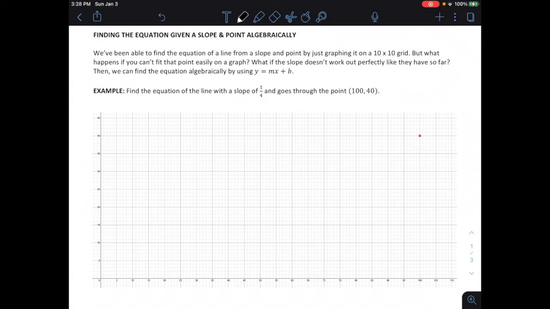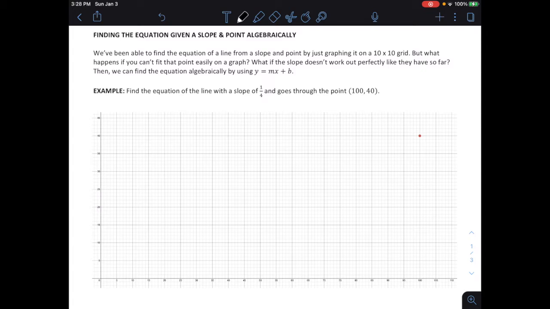Welcome back, everyone. So the second lesson for this week is another method to find the equation of a line given a slope and a point. So we did it using our graph before, and that's probably about the easiest way you can do it because it's just about plotting points and using the slope to find more points until you find your y-intercept.